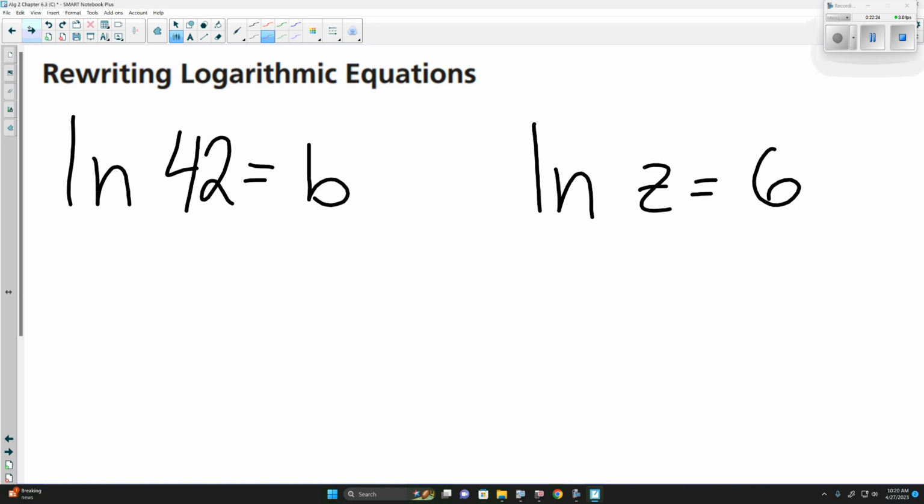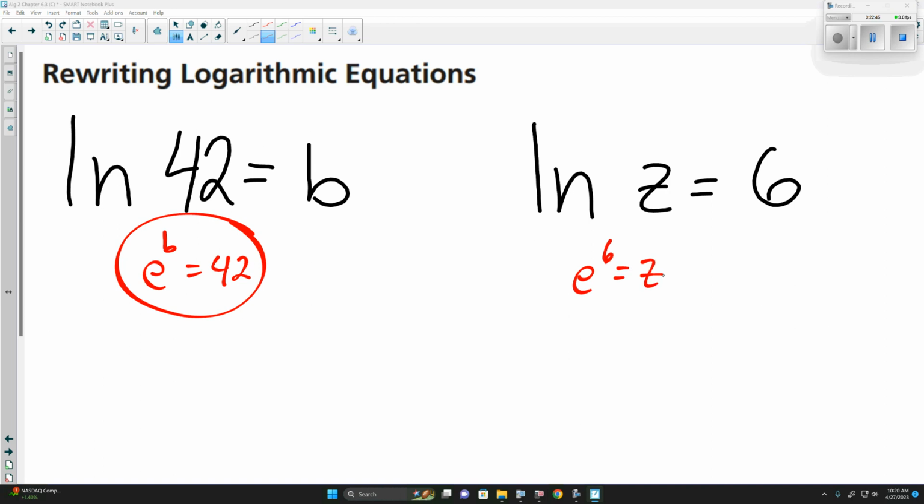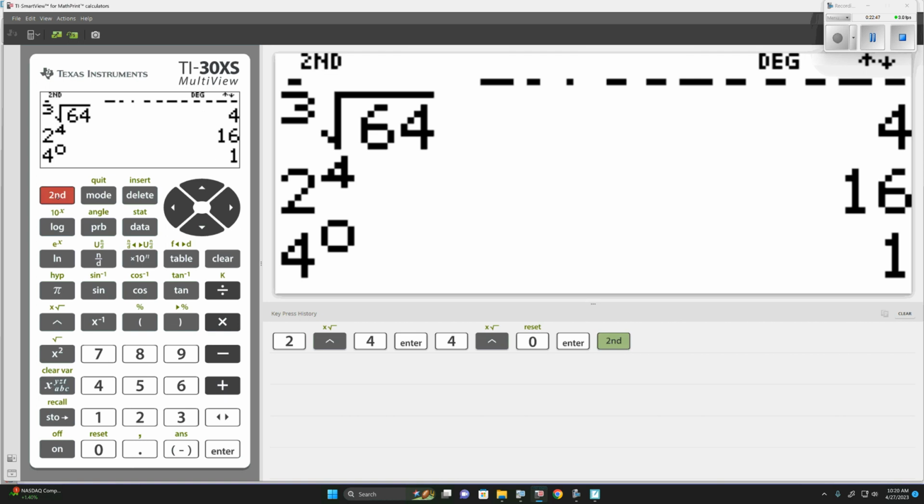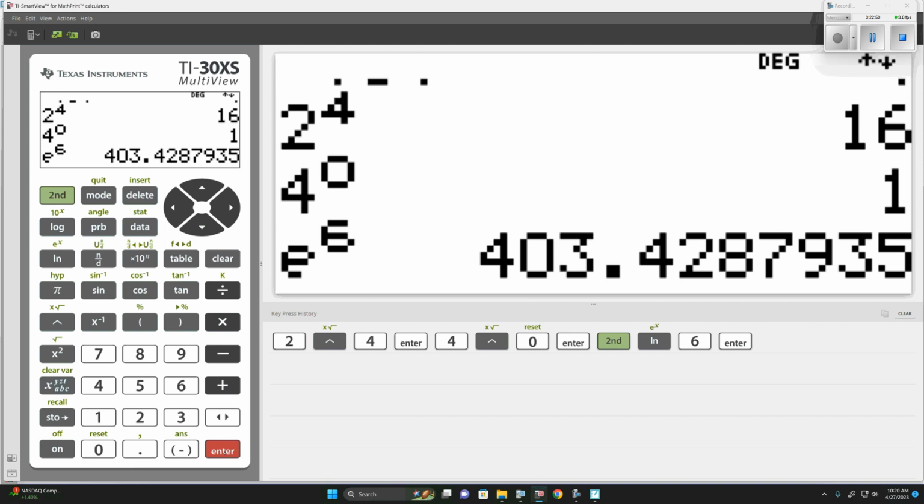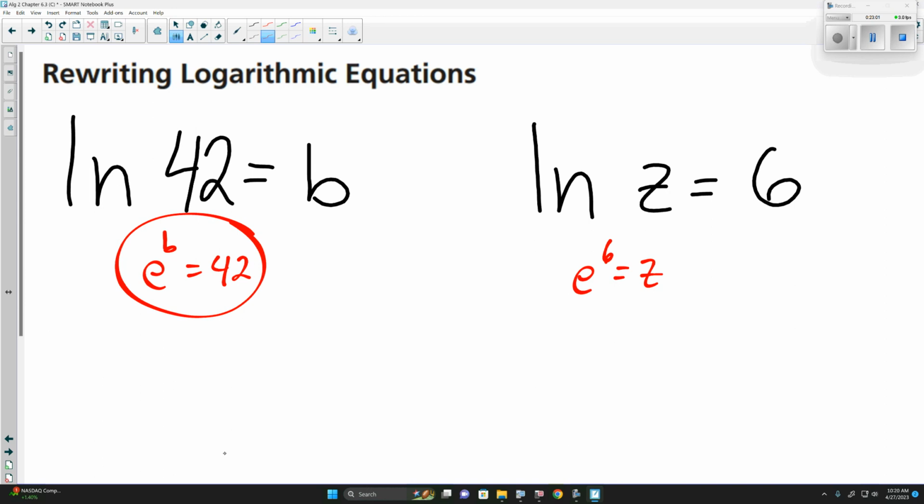ln of 42 equals b would be e to the b is equal to 42. And the next one, e to the 6 equals z. Now, this one we could actually type in, because if I go second ln 6, we get 403.4287 going on and on. That's kind of why they use b, because that's not a nice number. We'd have to approximate. Any questions on these here?